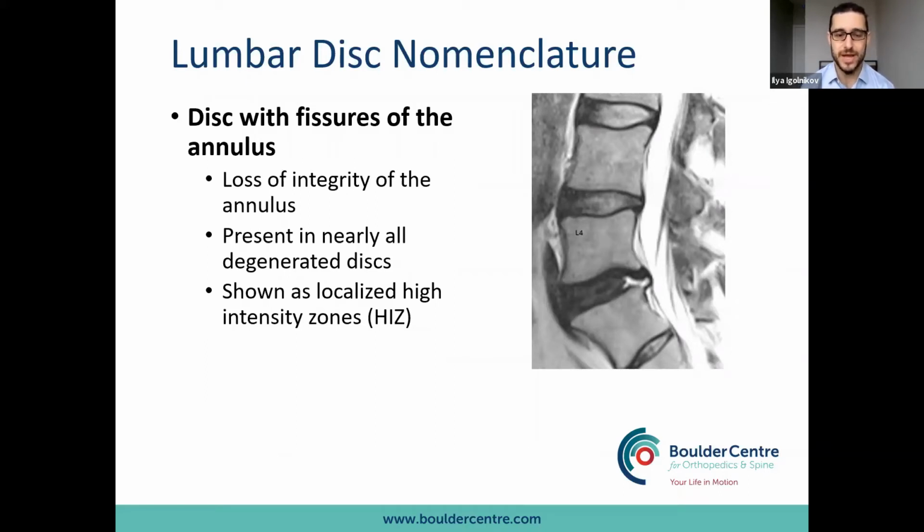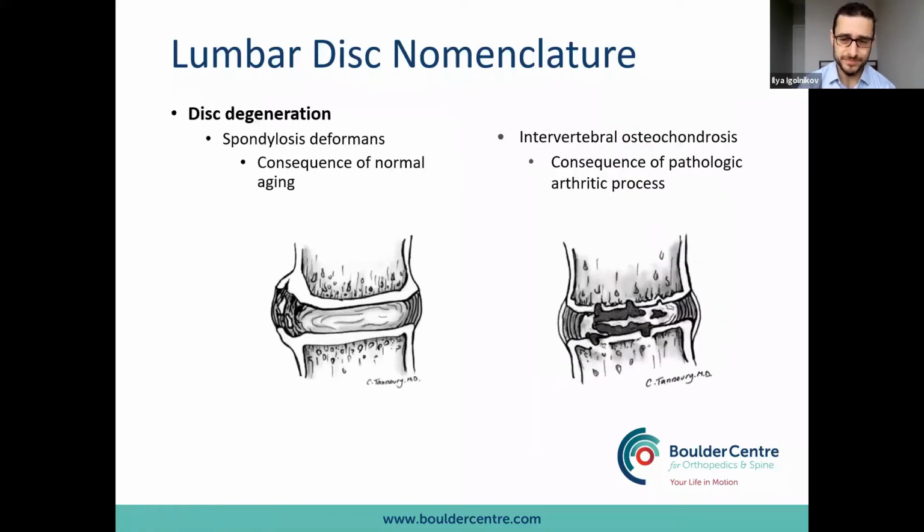Now, there's different types of pathology or problems that can happen with that. Fissures of the annulus or the outside of the disc can result in a loss of integrity. It is present in a lot of or nearly all degenerated discs, and it is seen on an MRI, as we can see here on the right, as a localized high intensity zone. So you can see that right here, this bright white piece on a T2 weighted MRI image is the high intensity zone, and that is edema or damage to that annulus fibrosis.